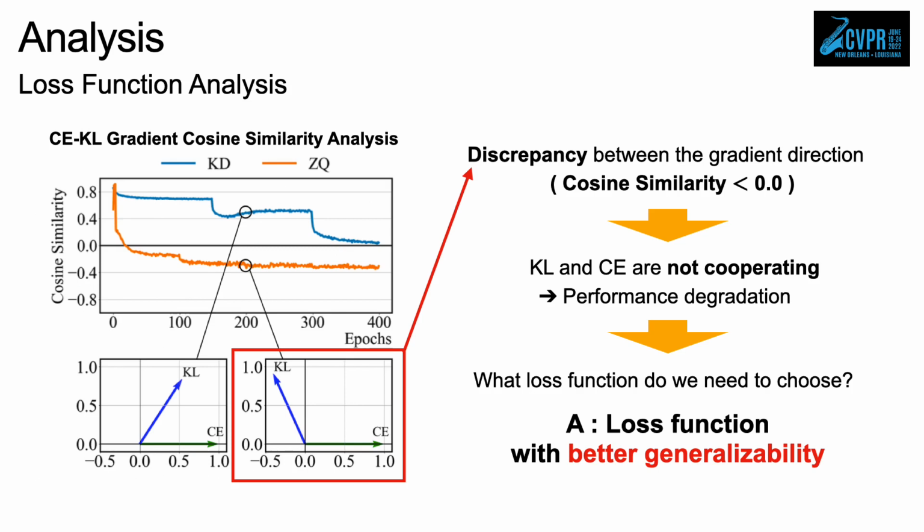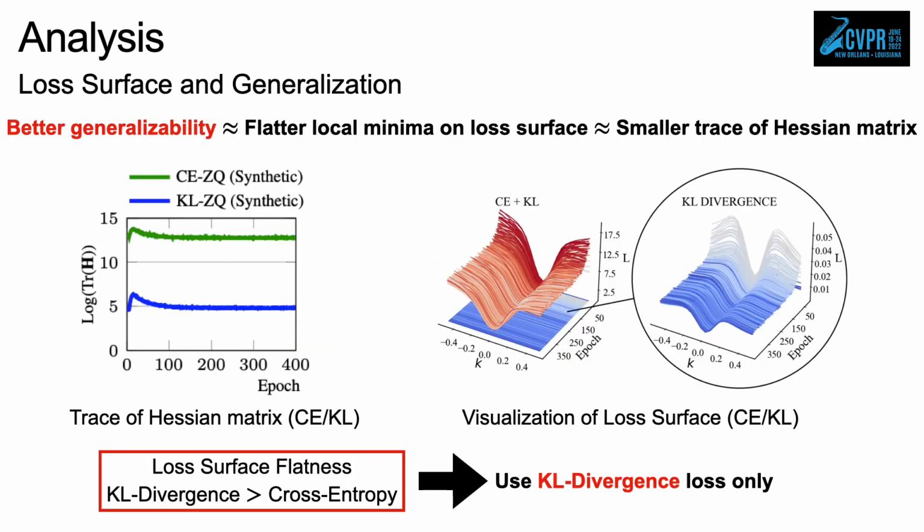Therefore, our second question was, what loss function do we need to choose? The hint was found in generalization in neural networks. The generalizability of a neural network is a crucial point, especially if you use only synthetic samples for training. Many papers pointed out that flatter local minima are connected to better generalization. To measure the flatness of local minima, we can use the trace of the Hessian matrix of each loss.